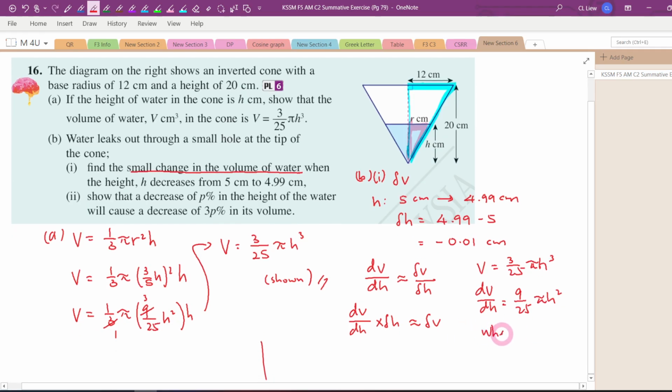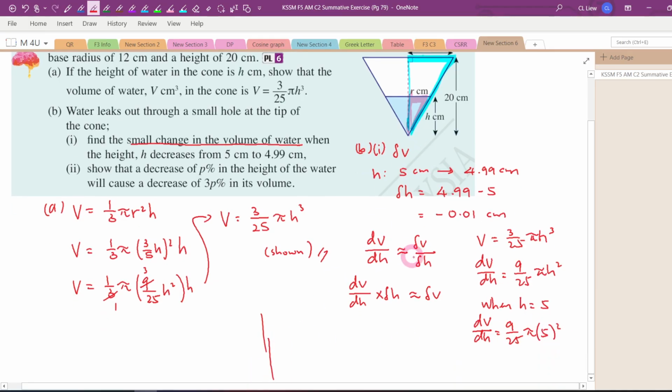So when h is equal to 5, dV/dh is equal to 9 over 25 pi times 5 squared. Okay, just press your calculator. 5 squared is 25, right? 25 and 25 we can simplify them, divided by 25. So eventually you will get dV/dh is equal to 9 pi.